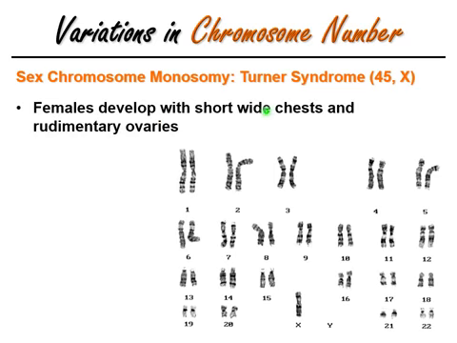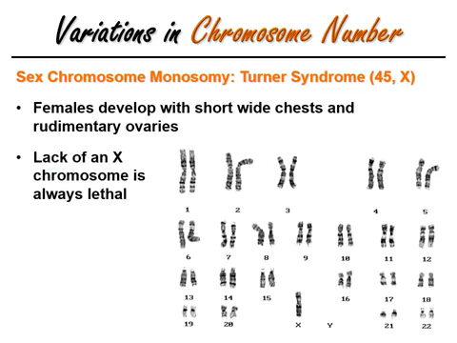So females develop with short, wide chests and rudimentary ovaries. Lack of an X chromosome, like if you didn't even have that, if you just had a little Y chromosome and not the X, that's lethal. So you must always have at least one X chromosome in human beings. And if you just have one, then you have Turner syndrome. But if you have two, well, then you're all set.